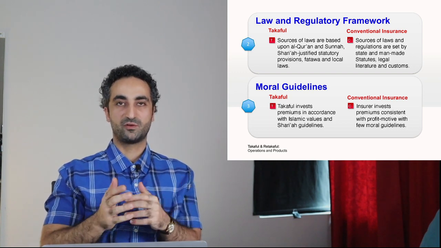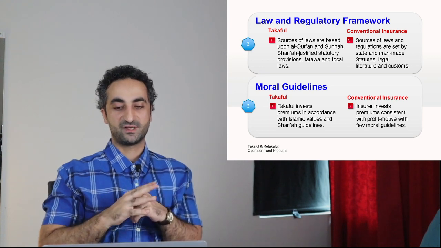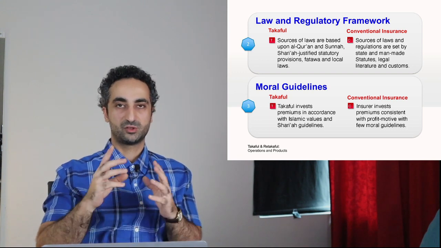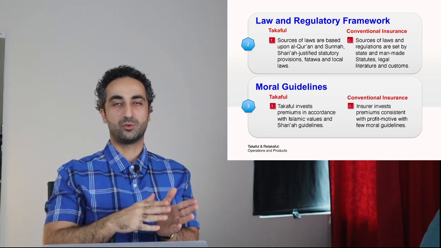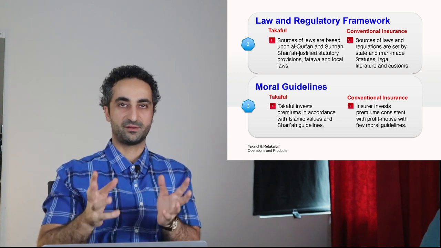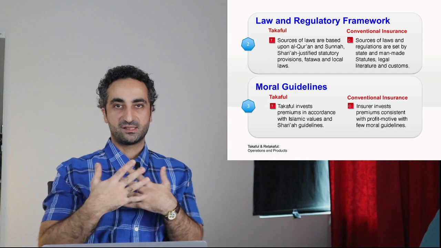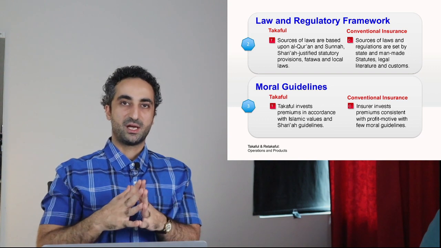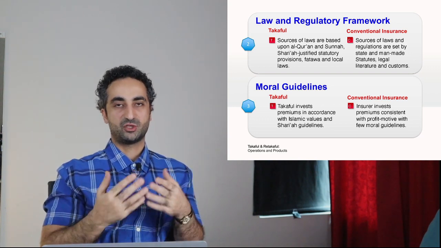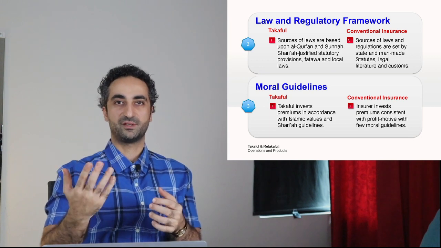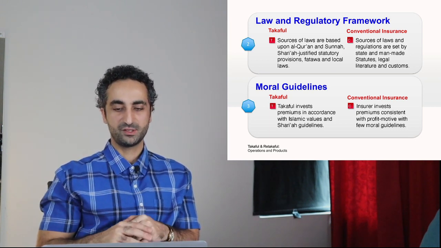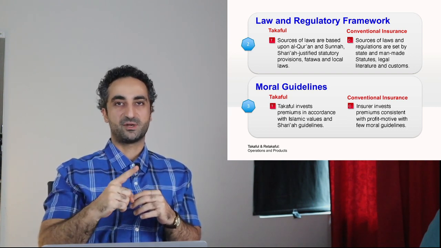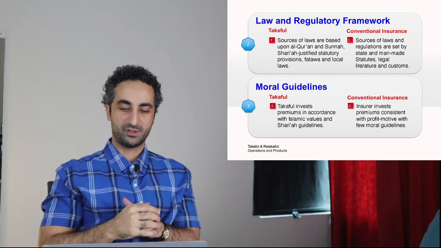Okay? Now, what about conventional insurance? The insurer invests premium consistent with one motive, the profit motive. So I need to make more profits. How can I do that? I will find the best way to do it. As a manager of the company, I work for the shareholders of the company in insurance, and to satisfy them, I should get them the highest profit I can get. So it simply follows one rule, which is profit maximization. However, of course, they have some moral guidelines.